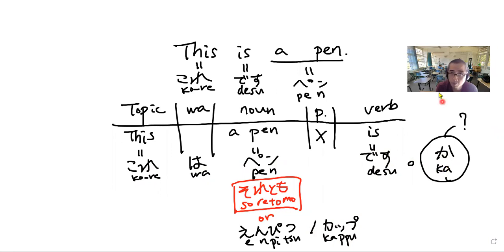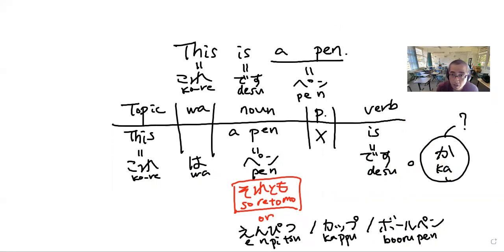How would you say, is this a pen or ballpoint pen? Ballpoint pen in Japanese is ball pen. ボールペン。Okay, let's say, is this a pen or a ballpoint pen? これはペンですか? それともボールペンですか? Okay.